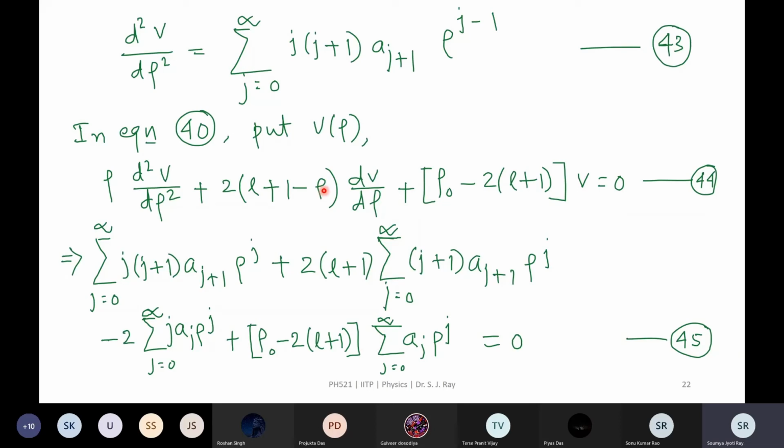One thing to keep in mind is that this V is small v. It is not the potential. That was capital V, and we have already taken the expression for that.